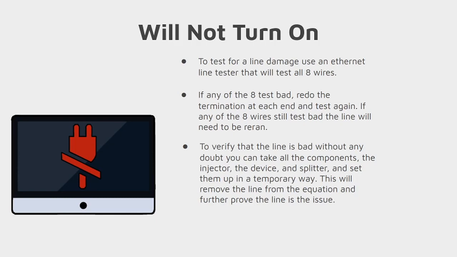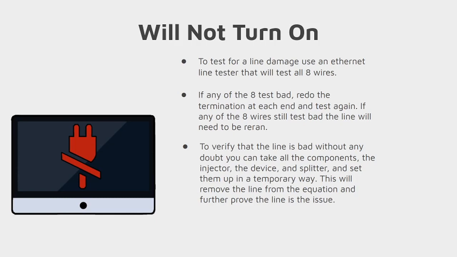You're getting power, you have a good injector, you have a good splitter, but you can't get your device to turn on. One way to verify that it is something to do with the line is to take all these components, and it has to be the original components or maybe components you've used for testing, but set them up in a more temporary way. Take them to the closet, plug them in directly. See if you can get them to turn on at that point. If you can, well, it's going to remove a lot of things out of the equation. If you can't, maybe we're removing the line out of the equation as far as resistance, an issue with that.